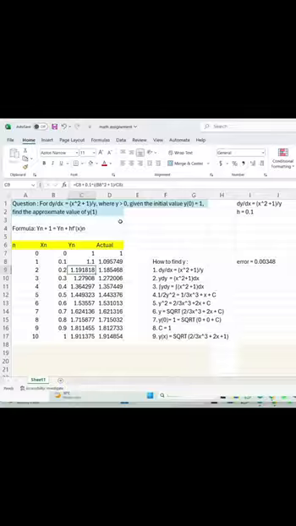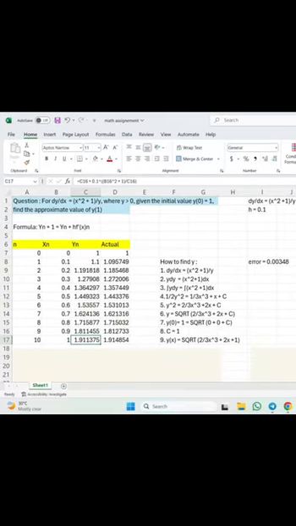I just repeated all these steps until I got my final value, which is when x equals 1, y equals 1.91138 after rounding up.